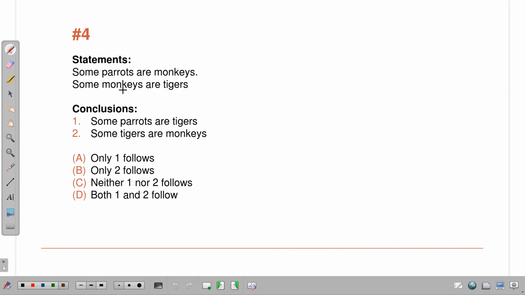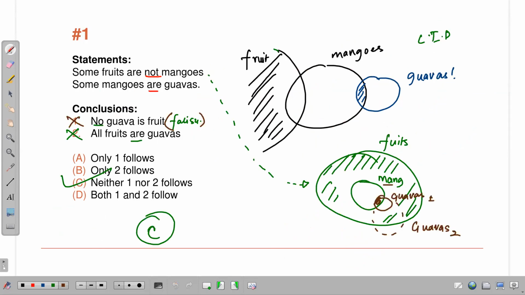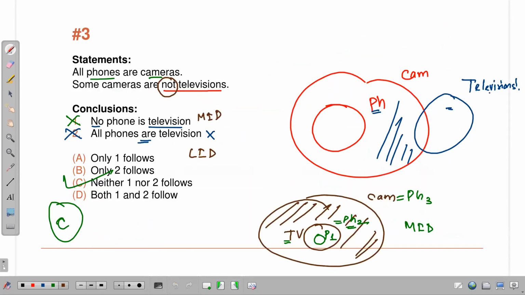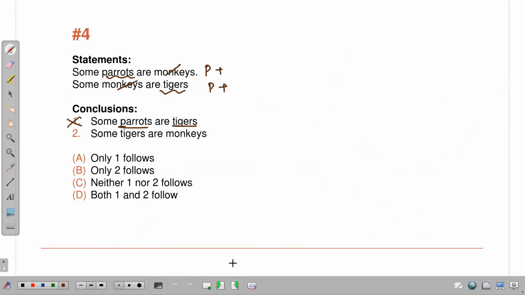Some parrots are monkeys, some monkeys are tigers. Okay, so we quickly know that particular positive gives us no immediate conclusion. So we cannot say anything about parrot and tiger. So any conclusion about parrot and tiger is definitely false. How do I realize this? I quickly remember that this is the rule, that particular gives us nothing mediate. It only gets reversed. So I did not need to draw six possibilities of each and then check.